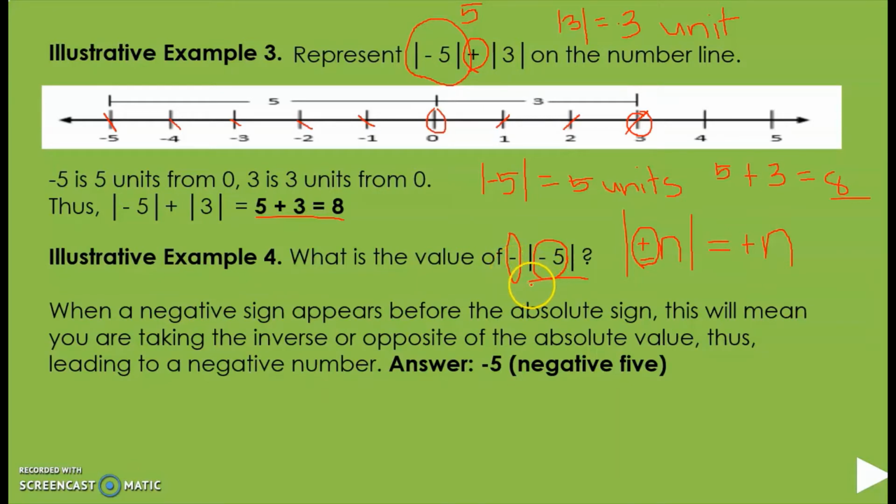So firstly, we have to take it one by one, the absolute value first. We already know that the absolute value of negative 5 is 5. But take note, guys, there is a negative sign outside the absolute value. So that is why instead of 5 only, we're going to place the negative sign outside the absolute value and pair it to 5. So the answer for illustrative example number 4 is equal to negative 5.